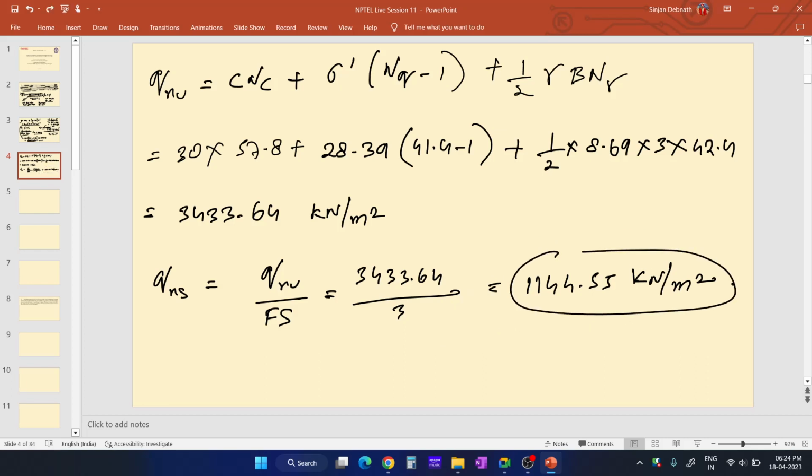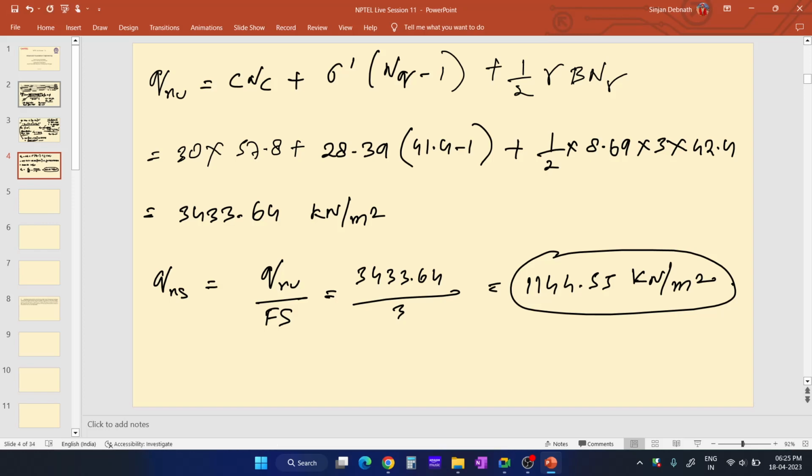So this is the answer. I hope you have understood this problem, the first part of the first problem. Now let's move on to the second part of this particular problem.